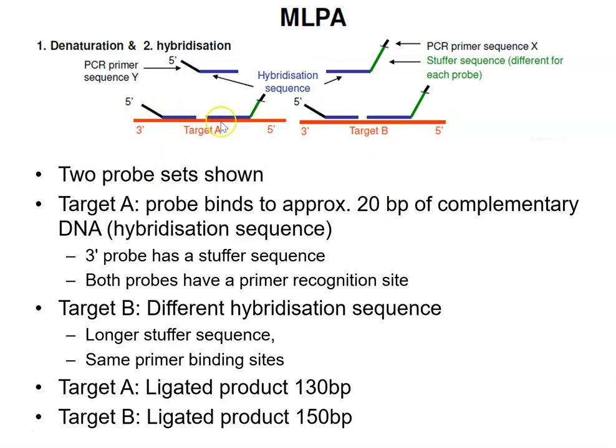So for example, target A, when it's ligated onto the target, creates a new piece of DNA that's 130 base pairs in length, whereas target B, which is a different gene and different regions hybridizing here, the distance from here to here is 150 base pairs. But we can amplify this DNA and this DNA with a single pair of primers, because the same primer binding site here is here, and the same primer binding site that's here is also here.